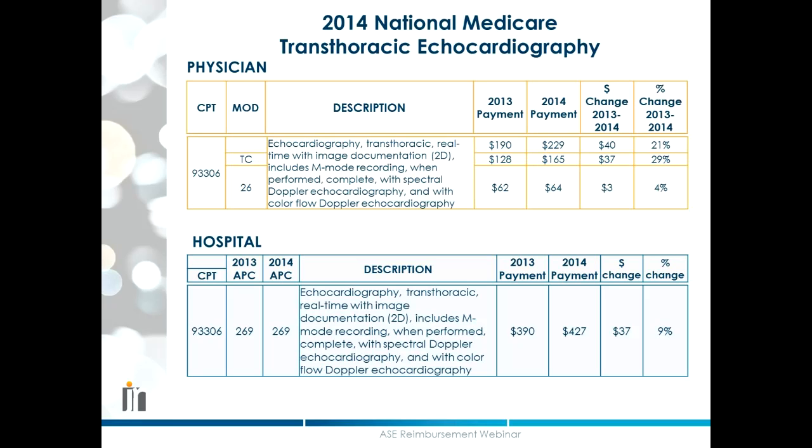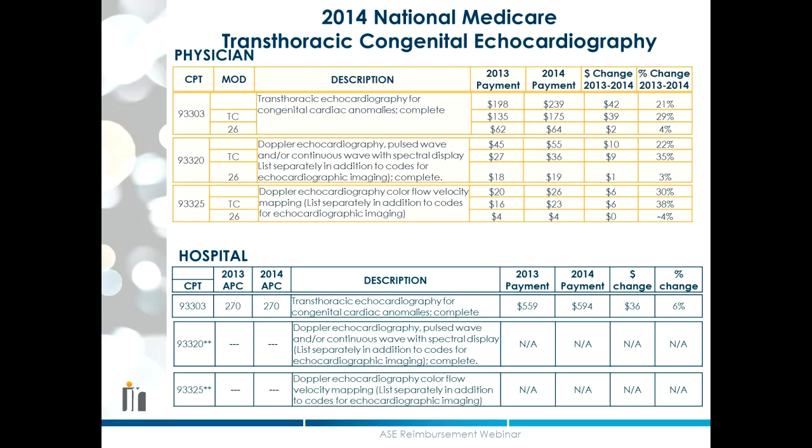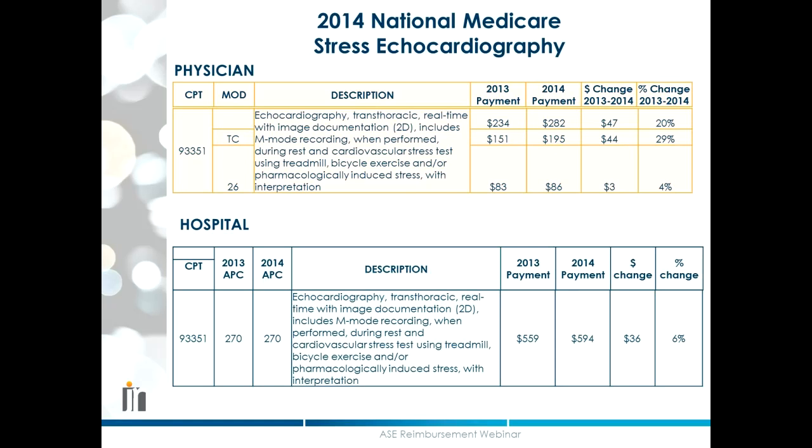Moving on to slide 22, the congenital codes as well have seen an increase in both the hospital and the physician areas. And I'm looking at the time. I want to be mindful of the time so we can get to the questions. So I'll just go through these very fast. Slide 23 is stress echo. You can see in the office setting, it's $282 for the global payment, and in the hospital setting, it is $594.